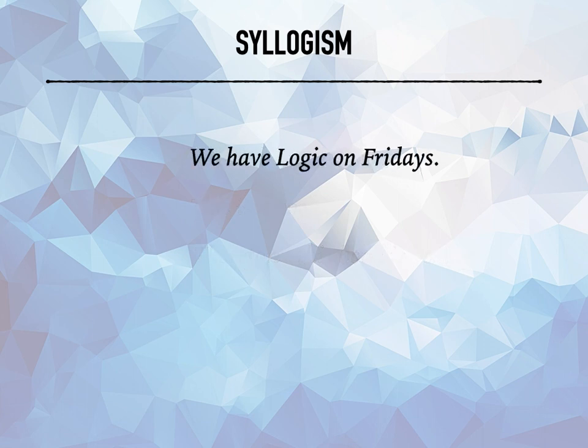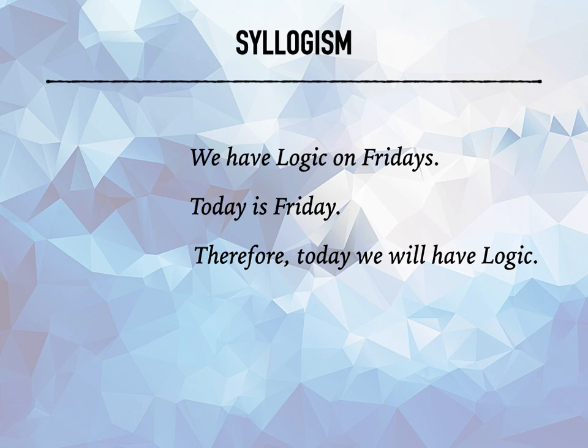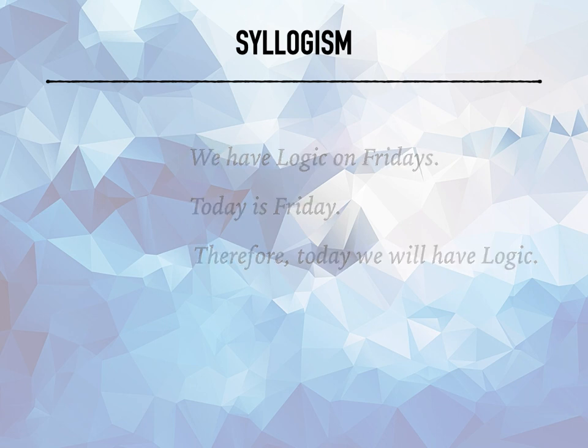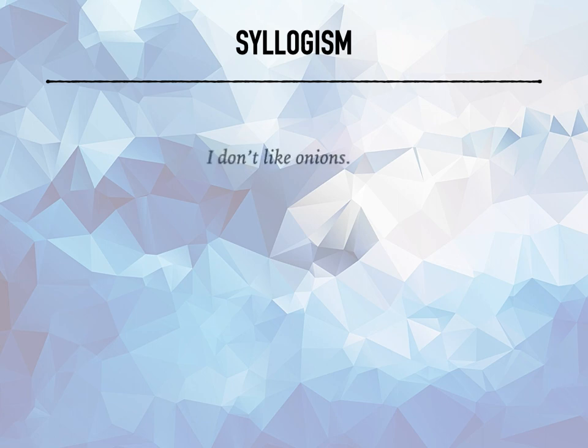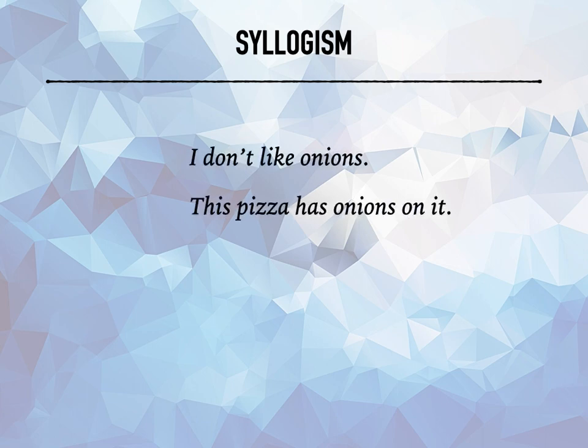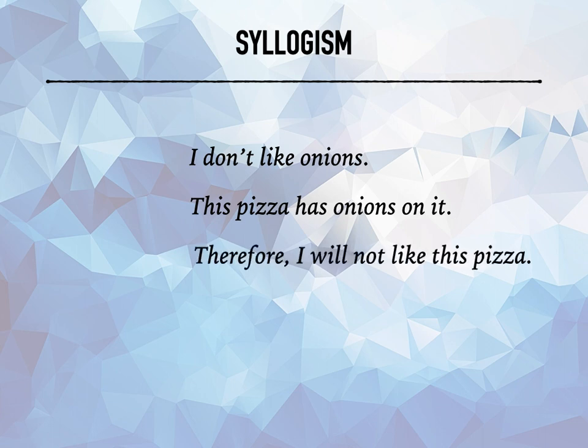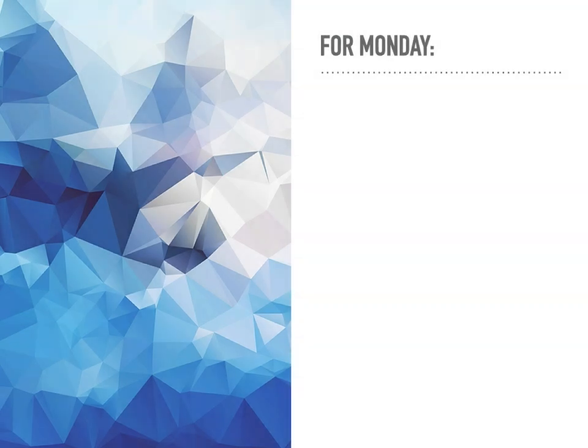Another example would be something like this. We have logic on Fridays. Today is Friday. Therefore, today we will have logic. Or, I don't like onions. This pizza has onions on it. Therefore, I will not like this pizza. So you see, we often use these to make deductive inferences to make our way through our life.